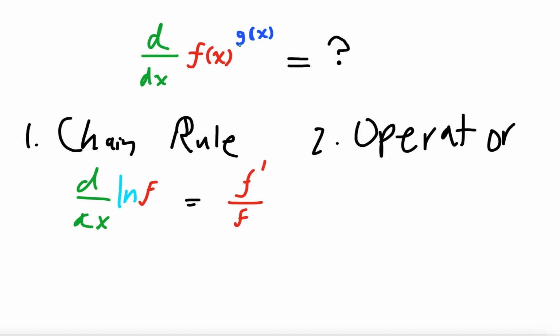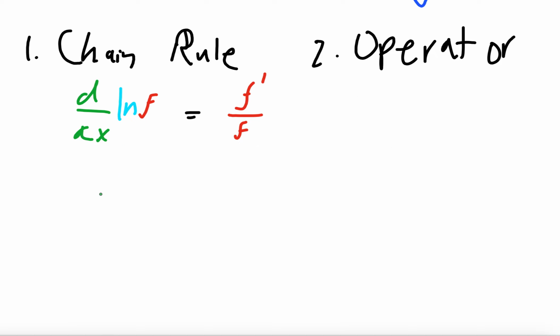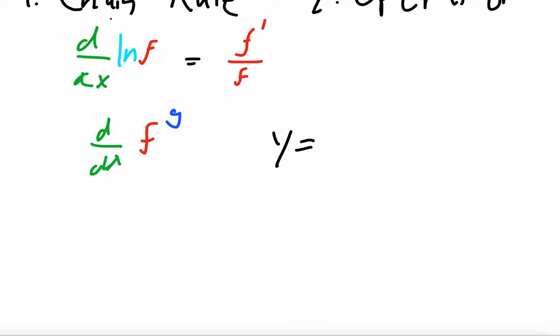So let's start with this idea here. Let's just say that f equals f of x, and g equals g of x, just as a shorthand so that we don't have to do as much writing. So we're going to find the derivative with respect to x of f to the g. We're going to set y, our function, equal to f to the g, f of x to the power of g of x, which means we want to find dy/dx.